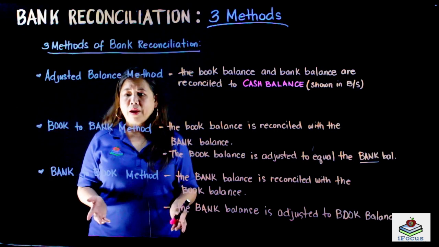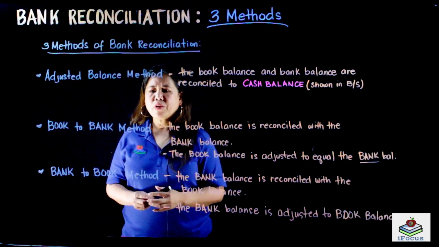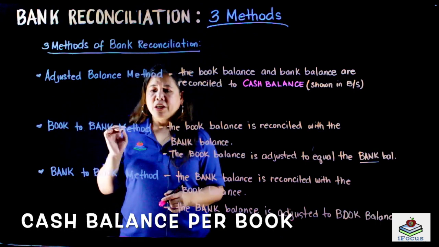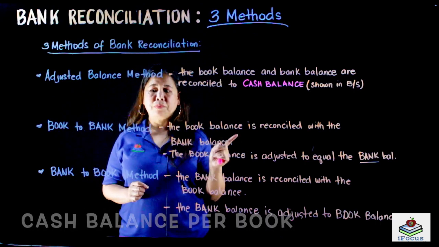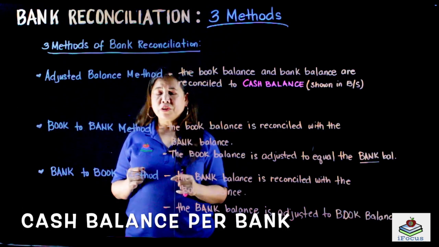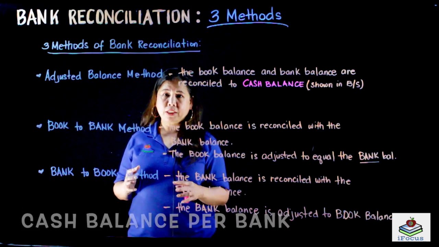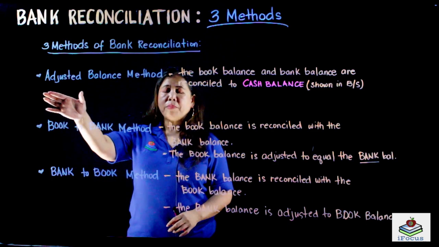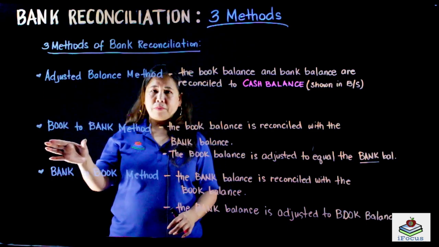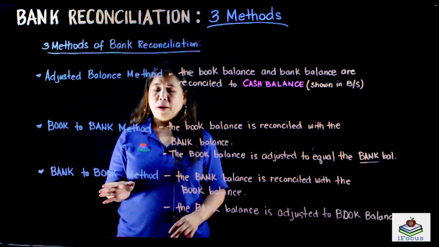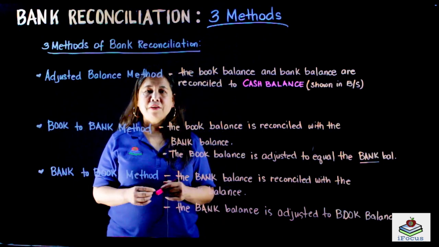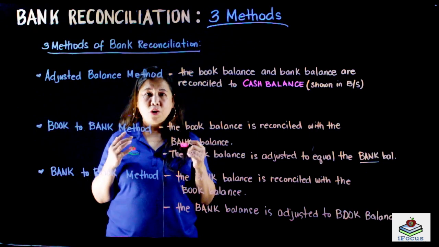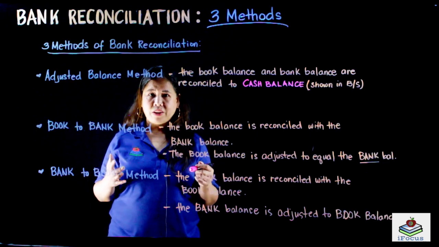Ano nga ba itong bank reconciliation? A bank reconciliation is a statement which brings into agreement the cash balance per book and the cash balance per bank. And there are three methods na pwede natin gamitin on this bank reconciliations. The adjusted balance method, the book to bank method, and the bank to book method. So, let's have summary kung ano mga pinag-usapan natin on the overview of the bank reconciliations.